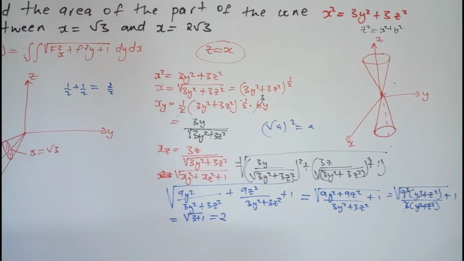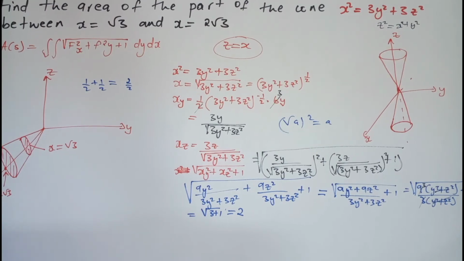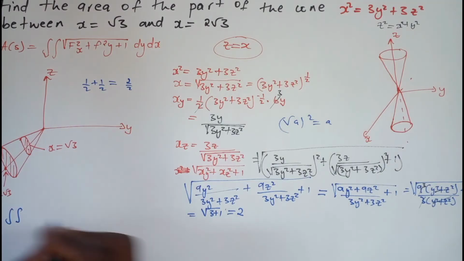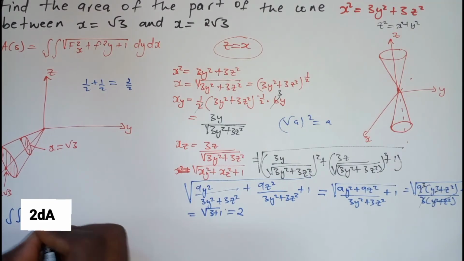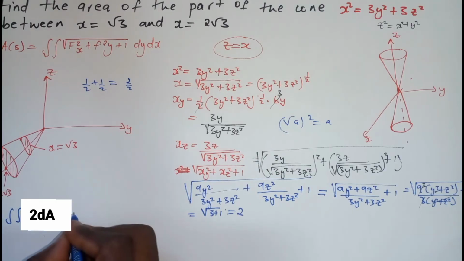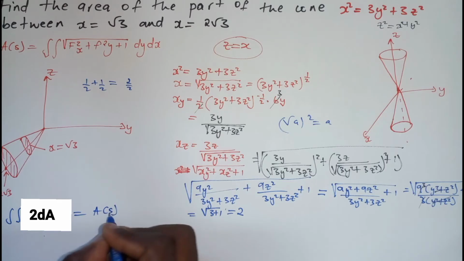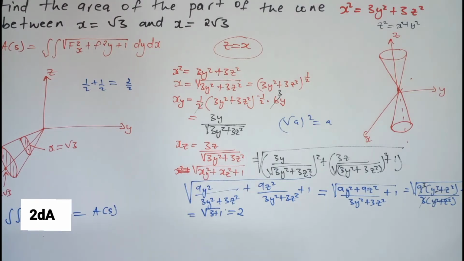Okay, so let's go back to our formula and find the surface area. For the surface area, it's going to be the double integral, and we're going to have root 2 here, and here I'm going to say dA. So this is going to be the surface area in space. But what I would like to do is use cylindrical coordinates. I feel like they will ease my work compared to using these rectangular coordinates.